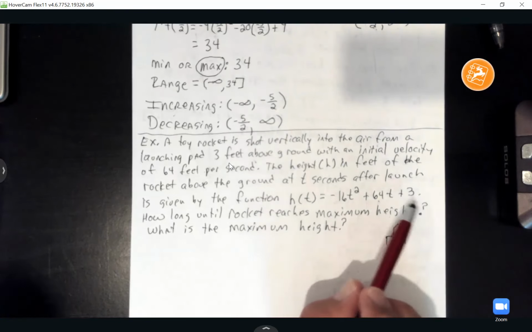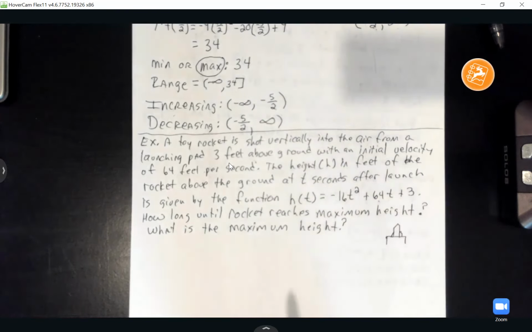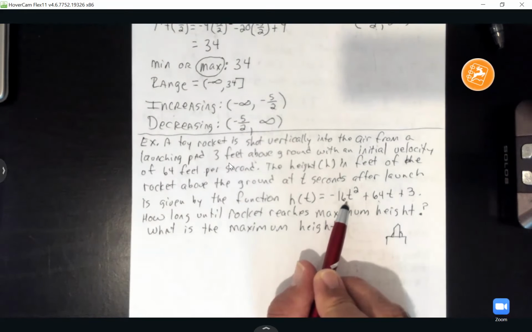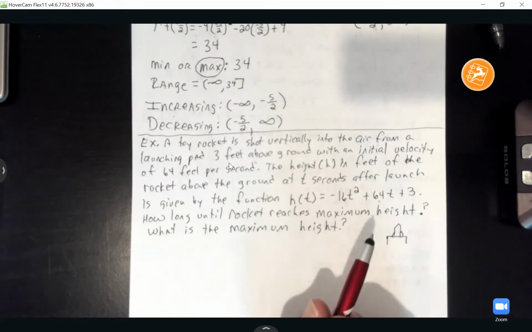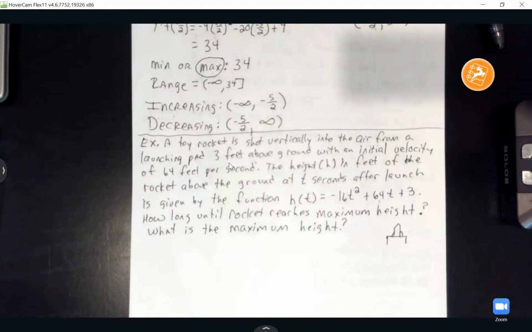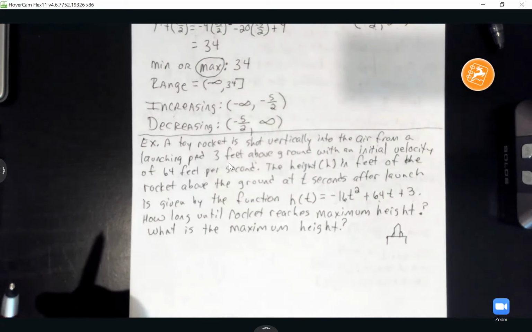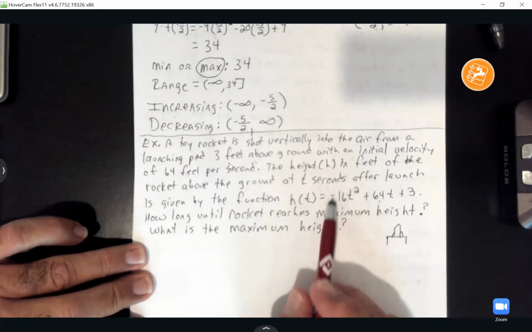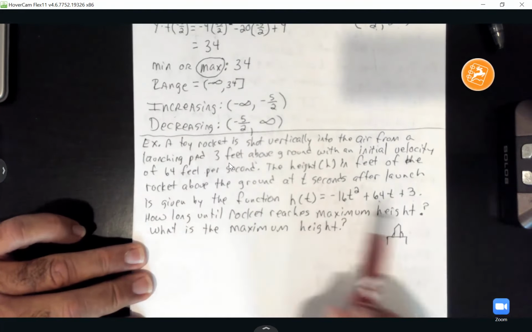Right? That's how fast it's going. That's how high it started from. But what would make the rocket come in a negative direction? When it's coming down. What's going to make it come down though? Gravity. So this negative 16t squared represents the gravity pulling on my rocket.